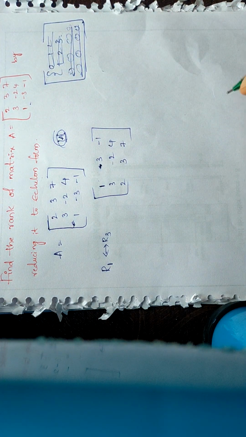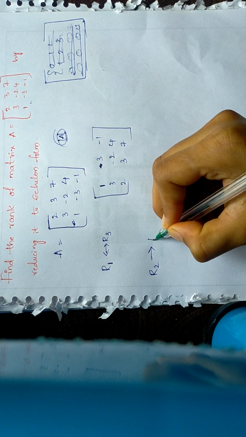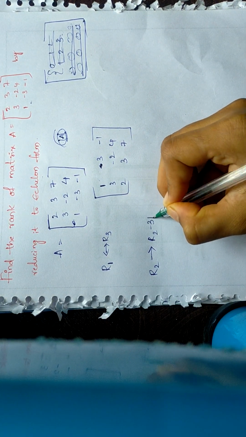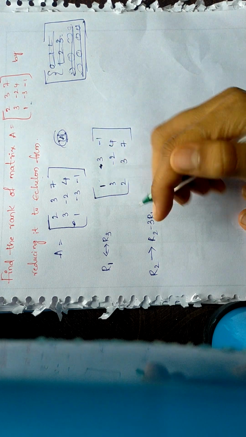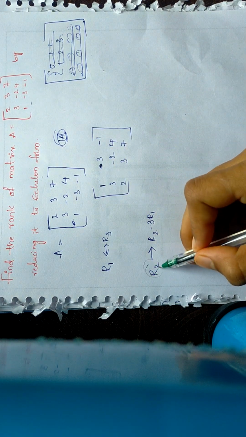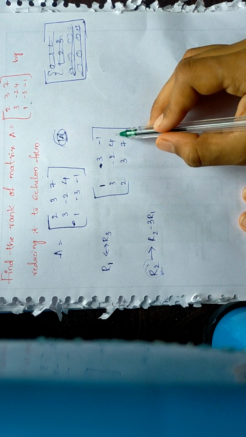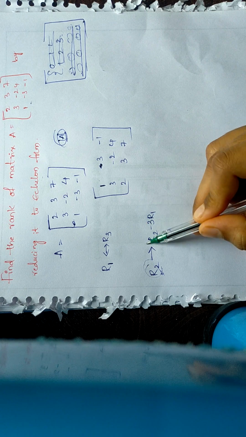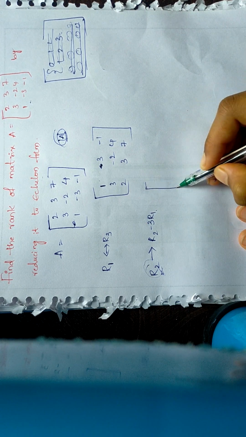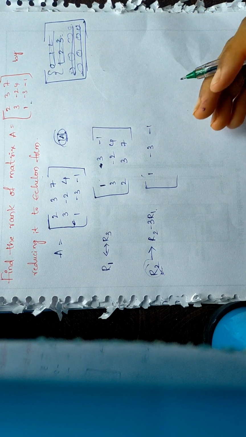Now what I'll do is, R2 should be replaced with R2 minus 3R1. See, R2 minus 3R1, we have to replace. Remember, whatever you write for this kind of operation, that row will be updated with that value. That means R2 should be updated with the value of this. So first row and third row will remain the same: 1 minus 3 minus 1.